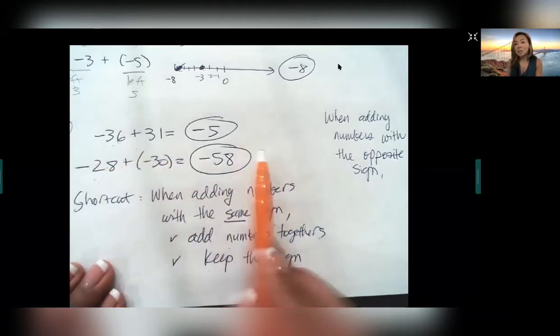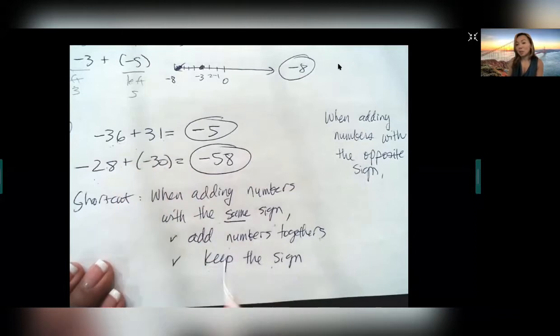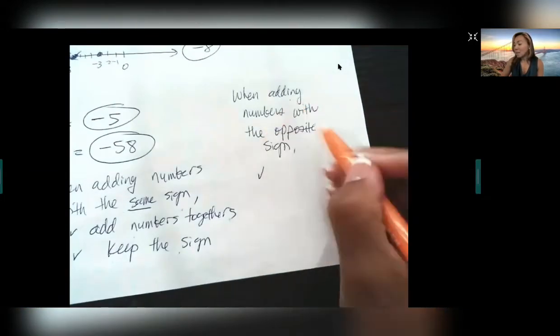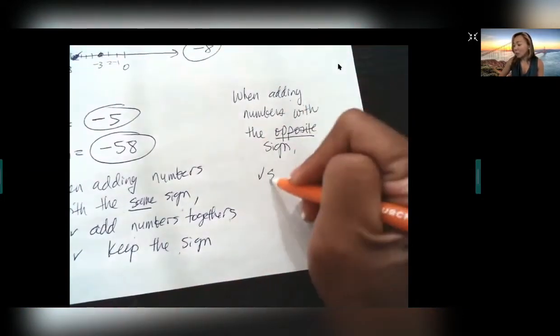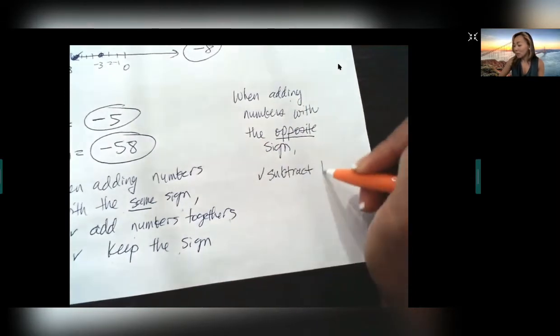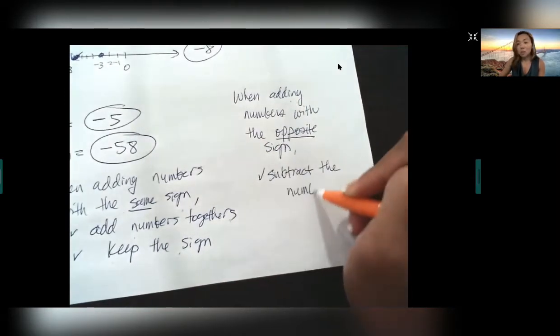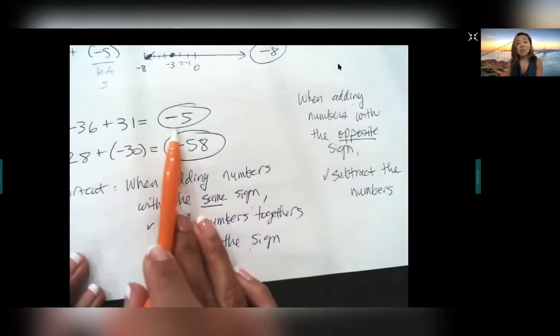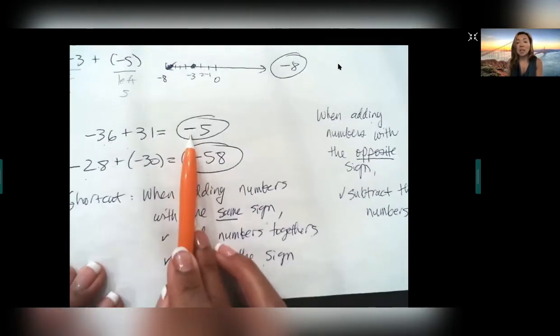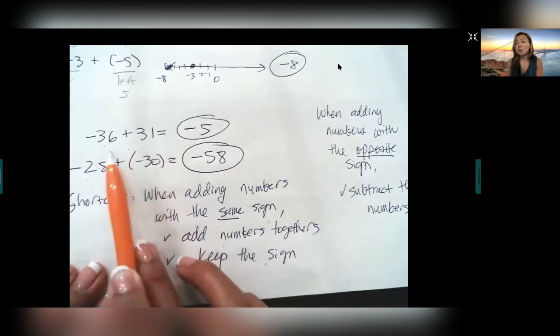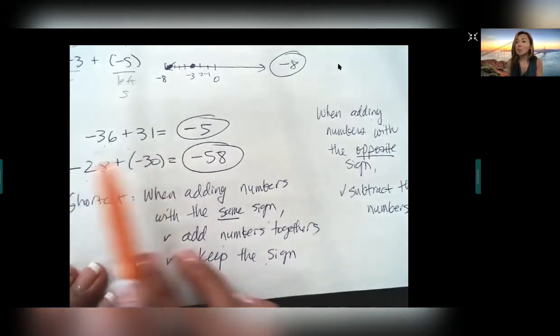Since we're walking different directions, we need to subtract the two numbers. So when we're adding numbers with opposite signs, we subtract the numbers together. And then whether it's going to be a positive or negative answer depends on whether you walked more to the left or more to the right.